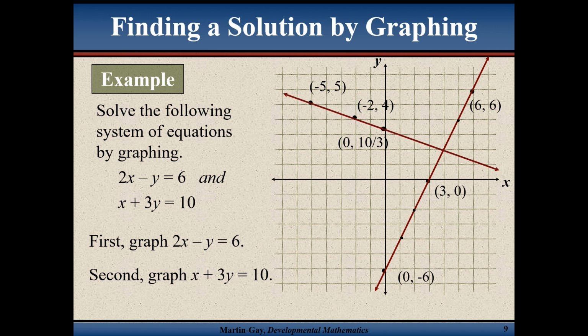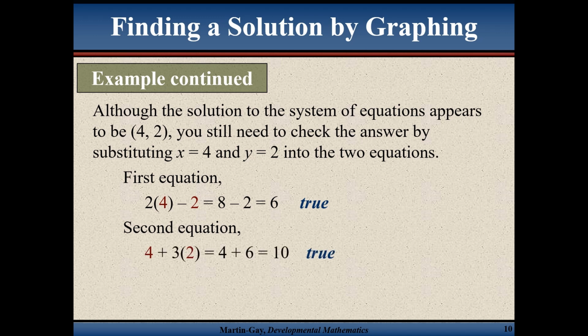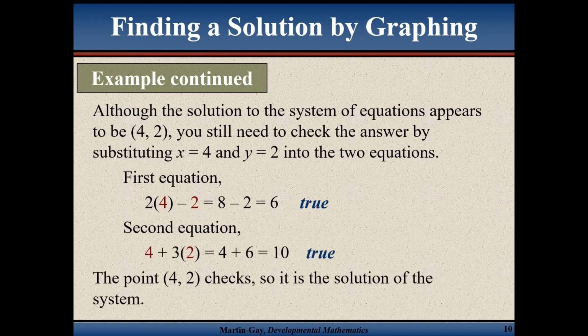Then afterwards, we draw a line through the points. Look where both graphs intersect. It intersects at (4, 2). Although the solution to the system of equations appears to be (4, 2), you still need to check the answer by substituting x equals 4 and y equals 2 into the two equations. The first equation is satisfied. The second equation is satisfied. So the point (4, 2) checks. If the solution is true, that means that is the answer.